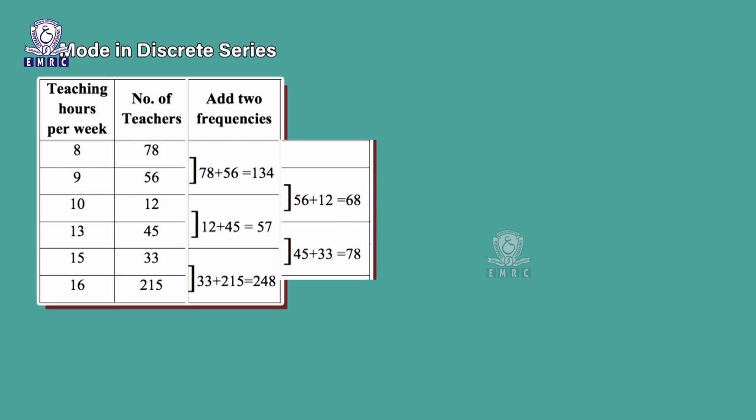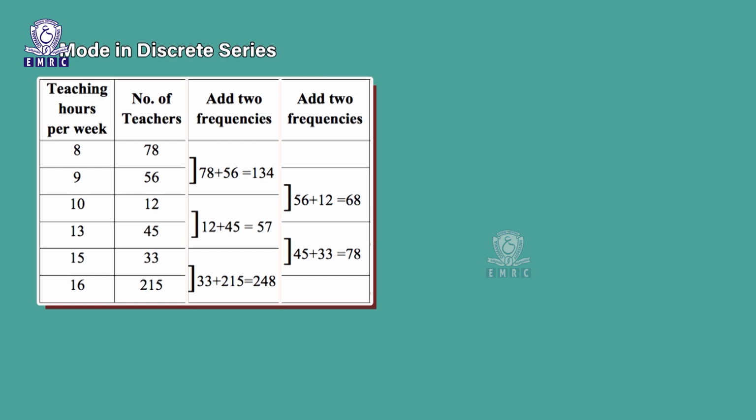In the fourth row, my dear friends, we are also going to add two frequencies, but we are going to omit the first frequency, that is 78. And then we are going to add the next two. 56 plus 12 is equal to 68. 45 plus 33 is equal to 78. And 215 is only one frequency, there is no other frequency to add. So we are also going to omit that.